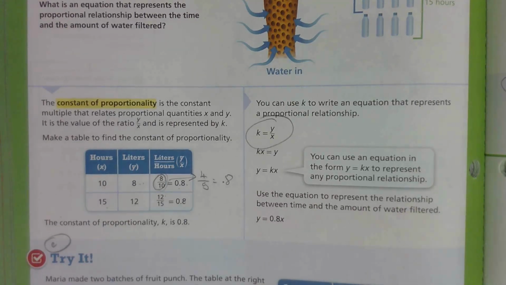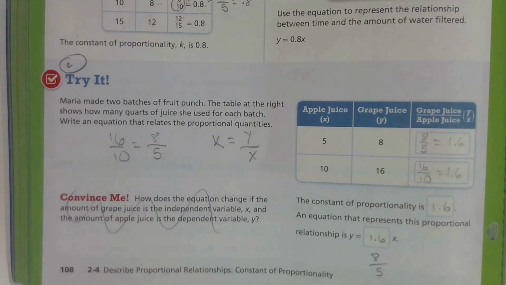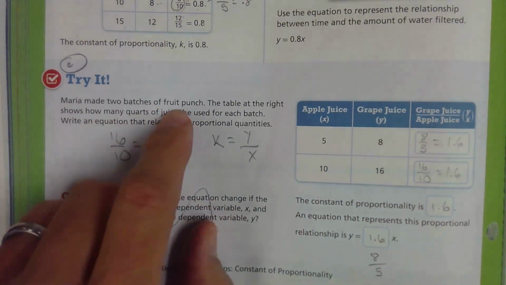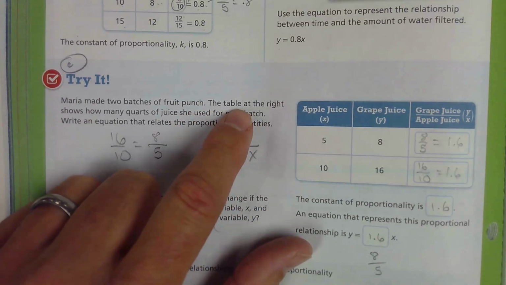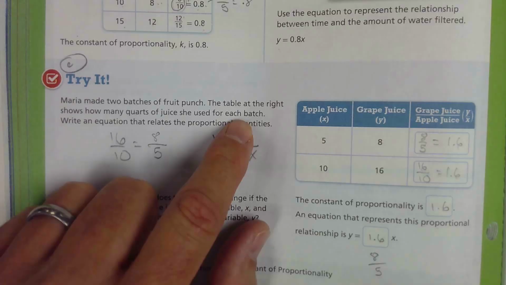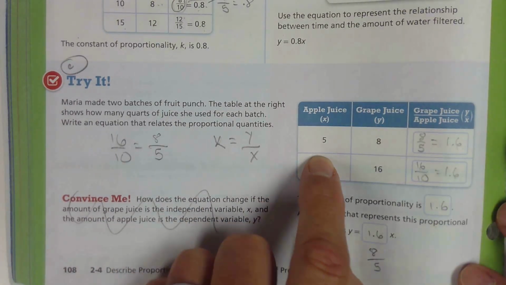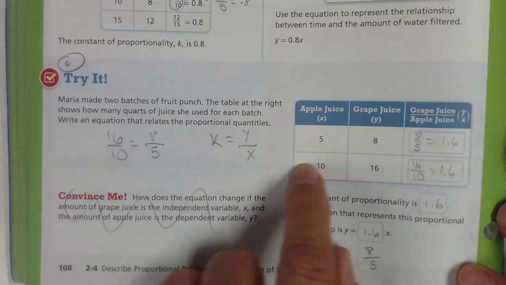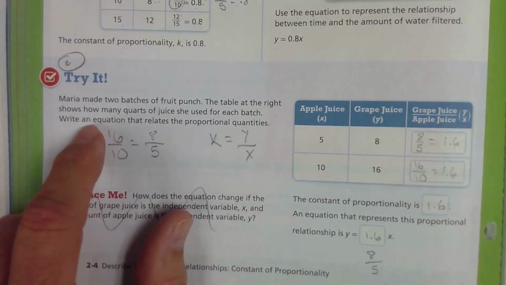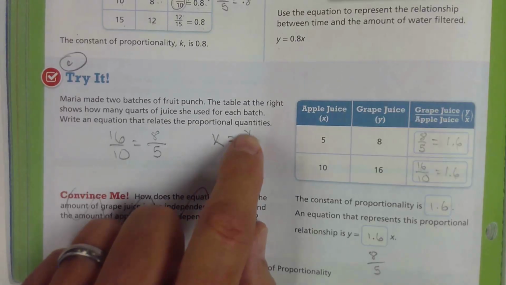Okay, hold the questions. Let's look at the try it. Down below, I helped you out with this. It says Maria made 2 batches of fruit punch. The table at the right shows how many quarts of juice she used for each batch. Apple juice, that's the x column, and this is the y column. They labeled it for you. And it says write an equation that relates the proportional quantities. So k equals y over x.